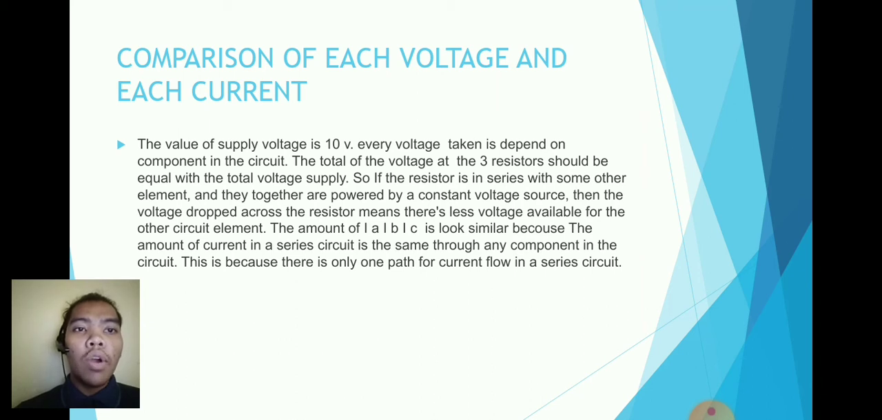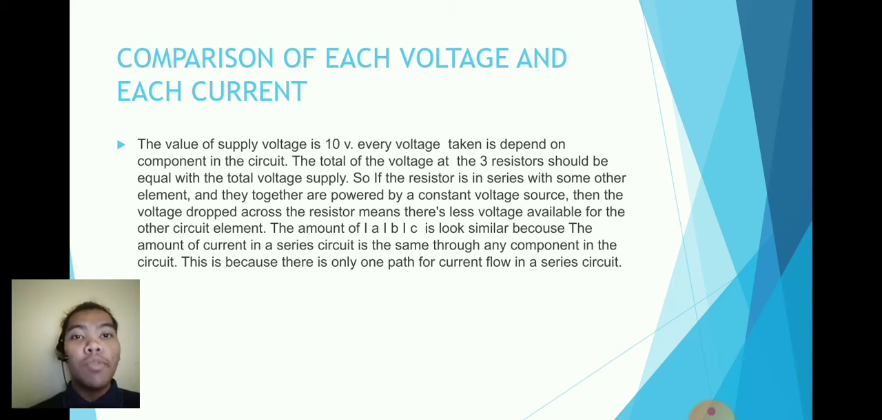The amounts of current A, current B and current C look similar because the current in a series circuit is the same through any component. This is because there is only one path for current flow in a series circuit. The voltage value is different because of the component, which is the resistor that we used, and the current value is the same because the current goes through one path. It does not divide into two ways or other ways.